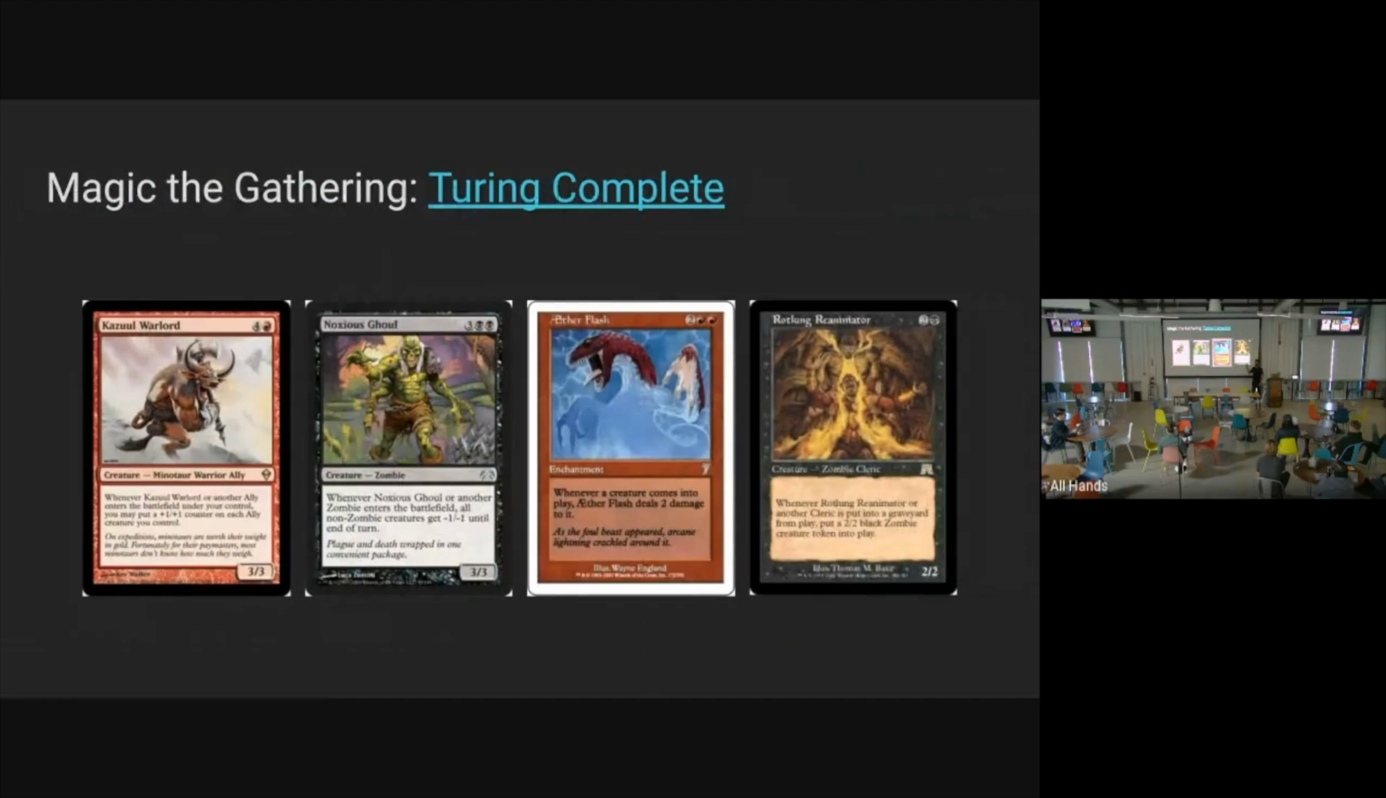Magic the Gathering is also Turing complete. Some researchers got together and looked at some specific cards that allow you to place counters, and they used the counters as a way to represent an actual Turing tape. So just following the rules of Magic the Gathering, they're sufficiently complex that you can compute all of the prime numbers in the game.